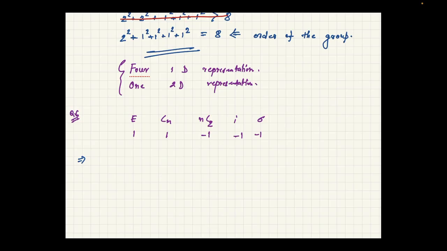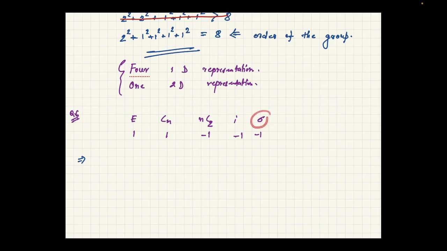Okay, that means the Mulliken symbol will start with A2. Then here inversion symmetry, the character is -1. That means it is antisymmetric with respect to inversion symmetry, so the Mulliken symbol will start with A2U. Okay, then sigma, this is sigma h.